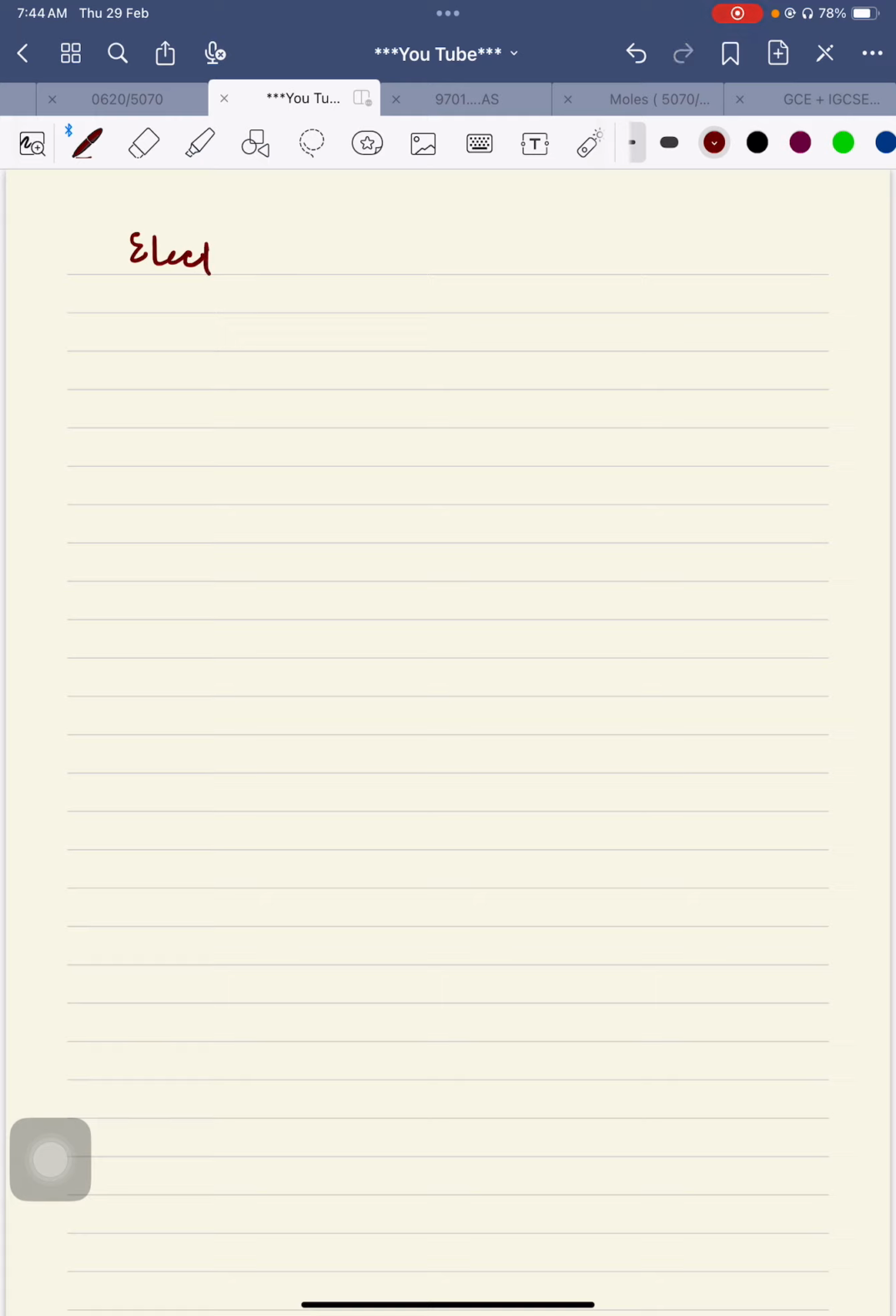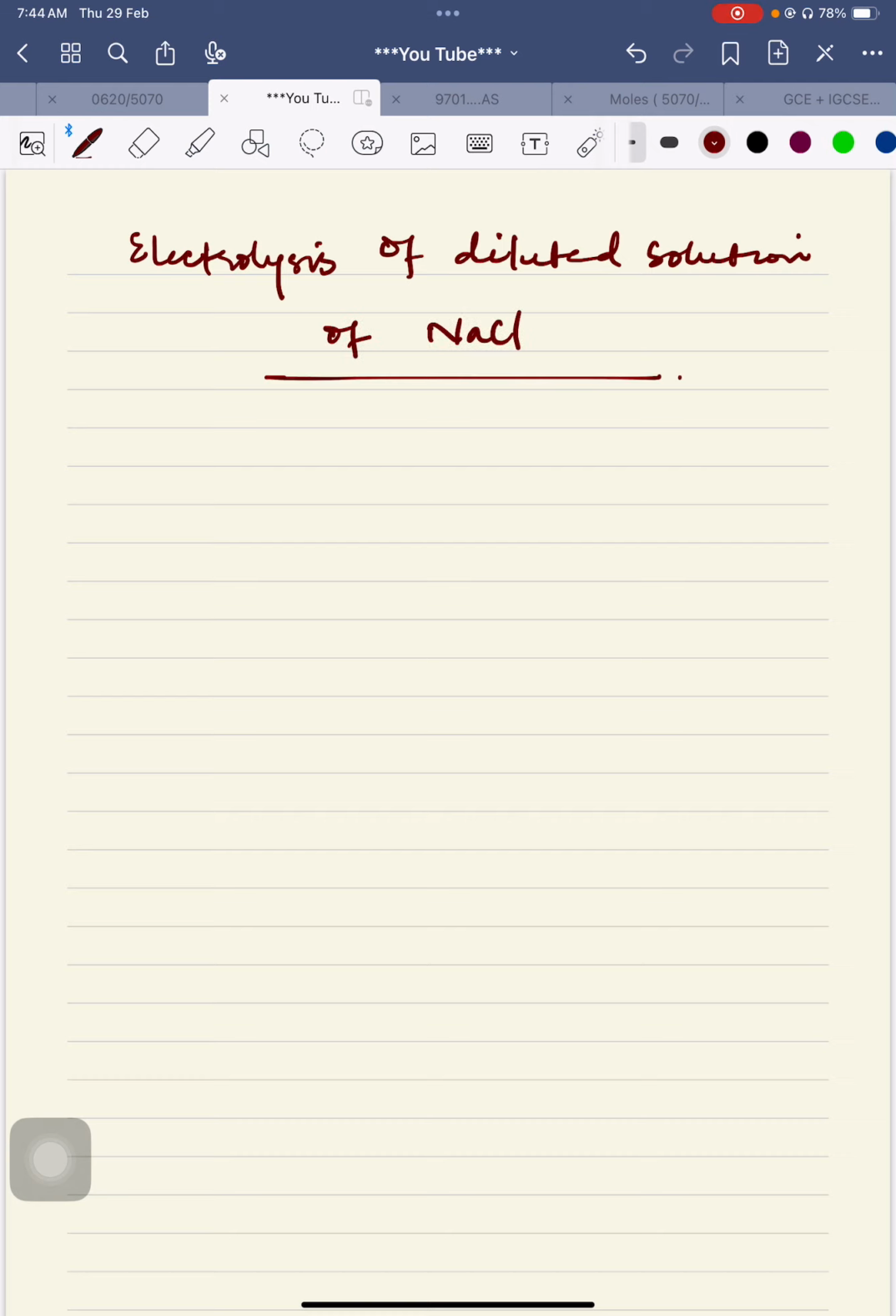Electrolysis of diluted solution of sodium chloride. Guys, before moving ahead towards the diluted solution electrolysis, let's consider what are the reactivity series of ions. Reactivity series of ions.